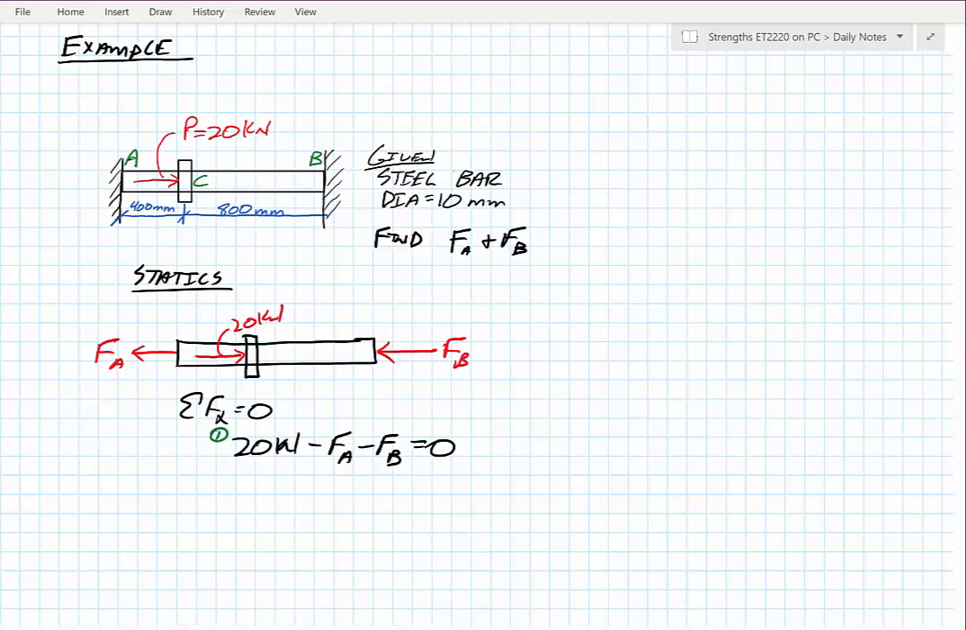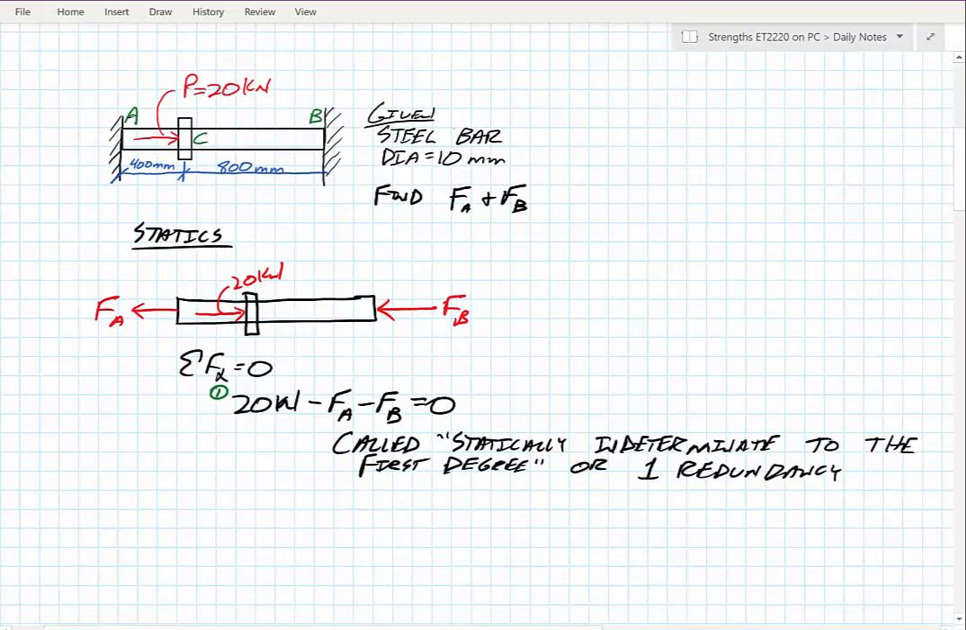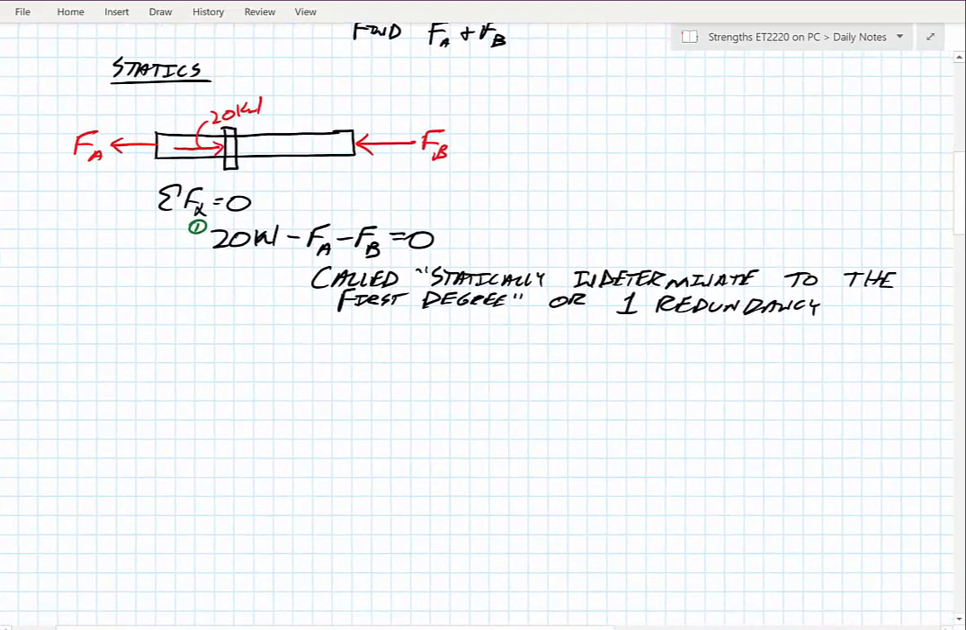So we have a name for this. This is called statically indeterminate to the 1st degree, or we have 1 redundancy. So that's our first equation, but it is only 1 equation. We need a second equation. We can use strength of materials for that second equation.